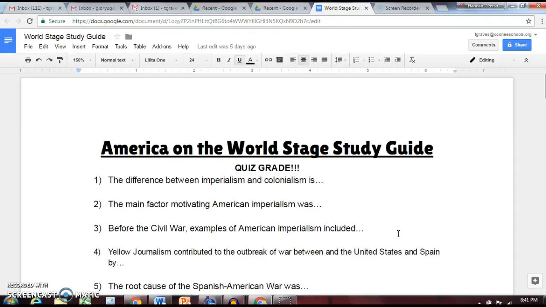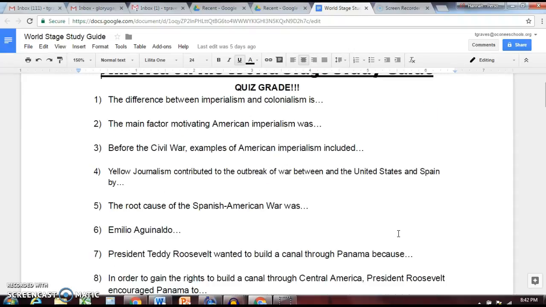Number three, before the Civil War, examples of American imperialism included, definitely, the efforts with the Native Americans, basically wiping them off their lands and taking their lands from them, forcing them onto small reservations. Of course, the Mexican-American War we talked about is part of Manifest Destiny, where the United States essentially starts a war and then takes a bunch of land in the southwest from Mexico. You can also say the Louisiana Purchase could be an example as well, all expanding the size of the United States.